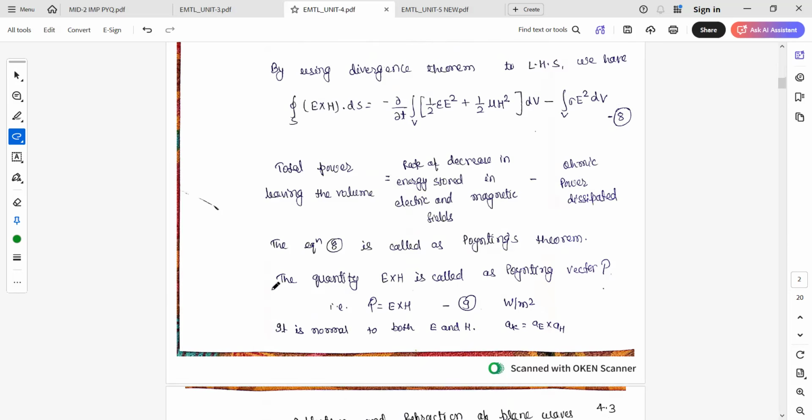And another question, maybe they will ask you about the Poynting vector. It is E cross H, and the unit is watt per meter square. That is called the Poynting vector. So both are important, Poynting theorem as well as Poynting vector.